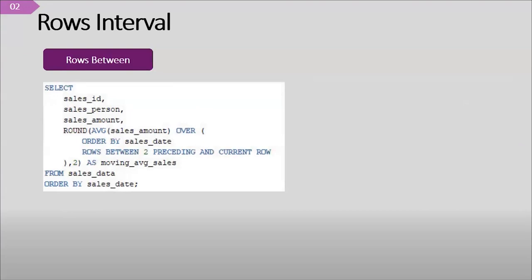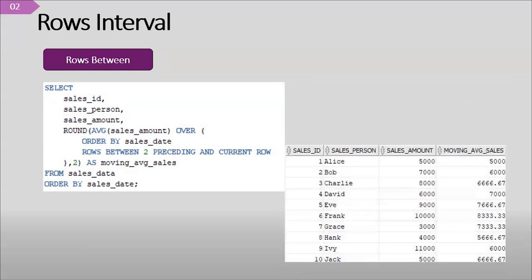Here is the query. You average the sales amount, ordered by sales date, rows between two preceding and current date. Two preceding here doesn't mean 2 days or 2 months. It means 2 transactions. Here we didn't partition by the customer, so it's partitioned over all the data. Of course, we used round to remove the decimal, and here is the output.